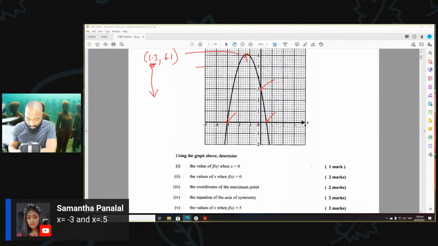So whatever value you have there, use that. x is equal to 1.3. Negative 1.3. It's negative. x is equal to negative 1.3, negative 1.2, and you get through there.